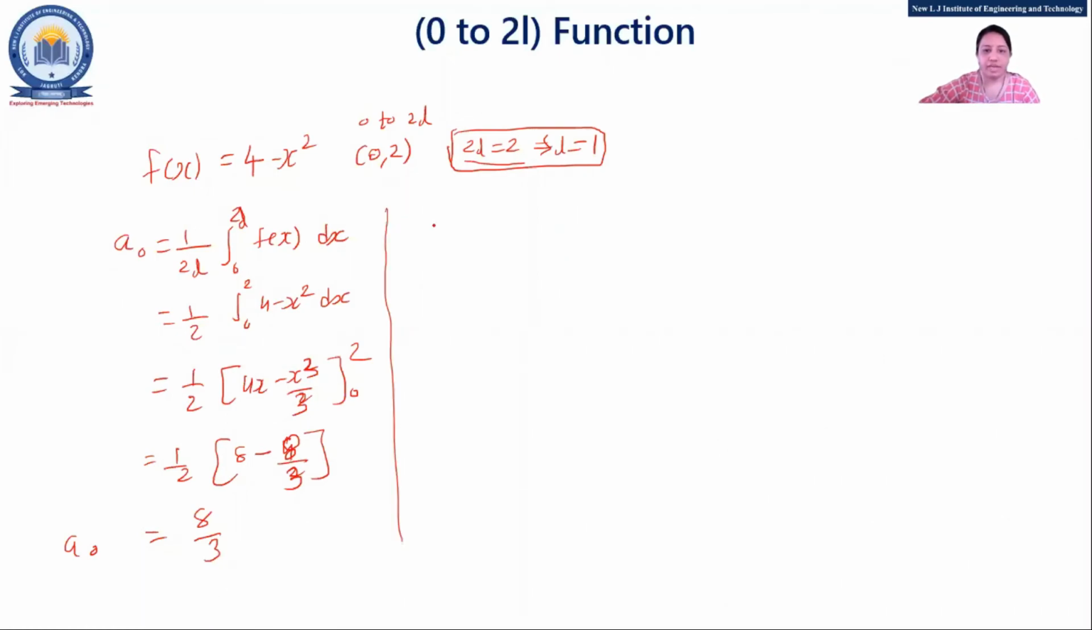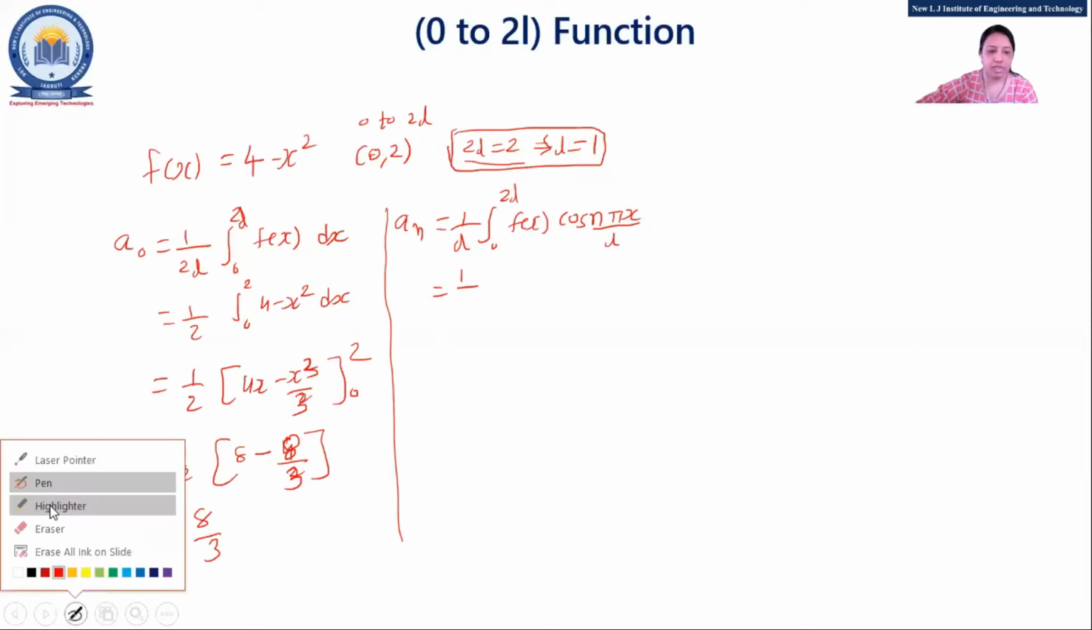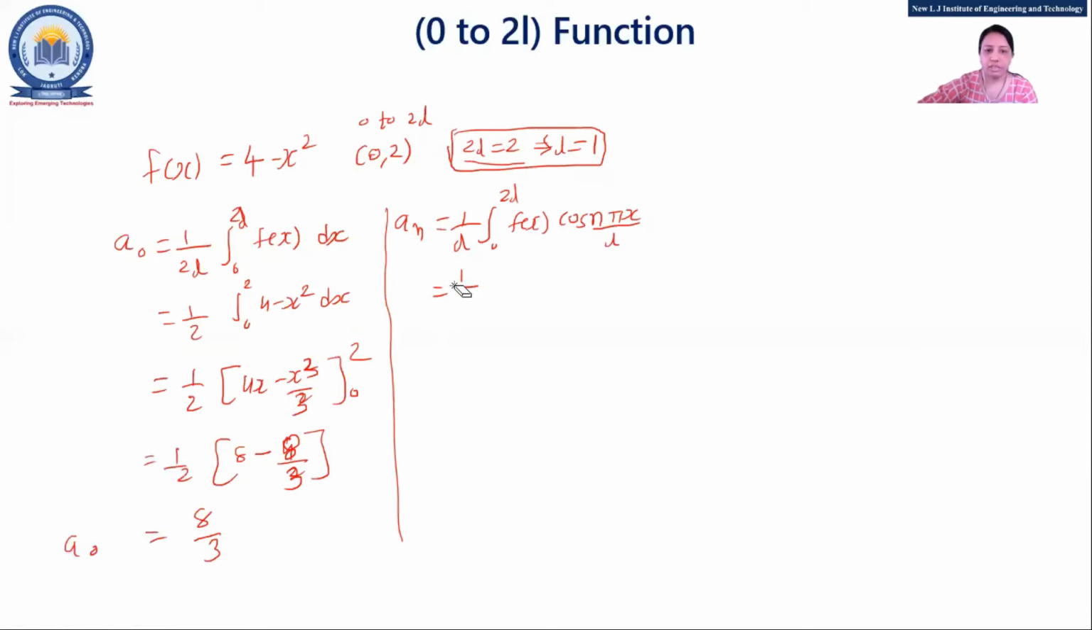Okay, a_n. Find out a_n. That equation is 1 upon L, integral from 0 to 2L of f(x) cos n pi x divided by L. So L is 1, so no need to write it. 1 upon 1, so if you are not writing it, it's also okay, right? So I'll remove it.